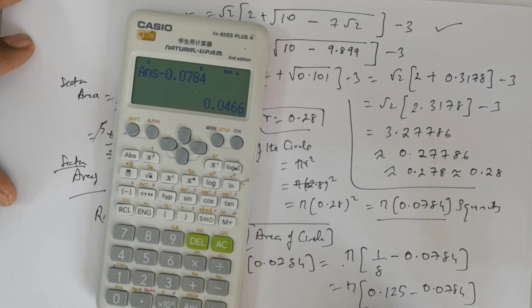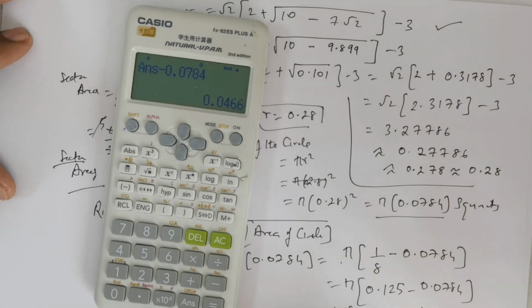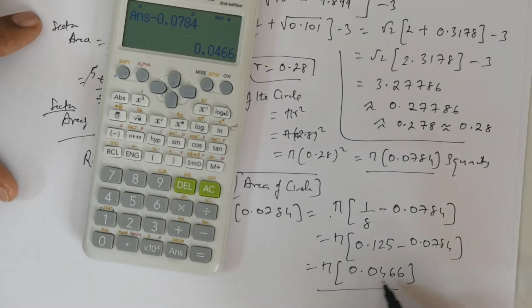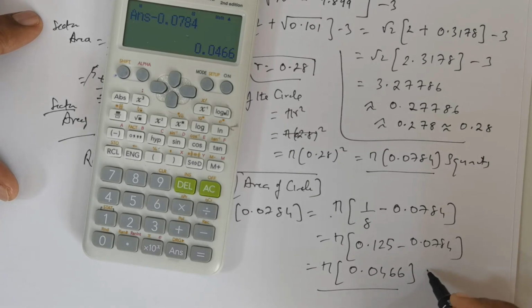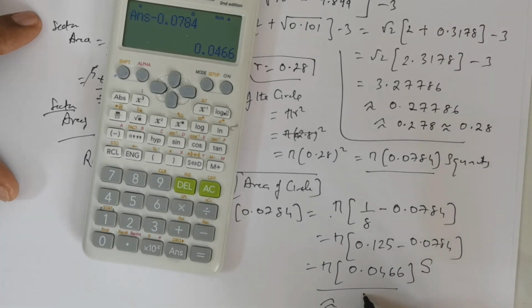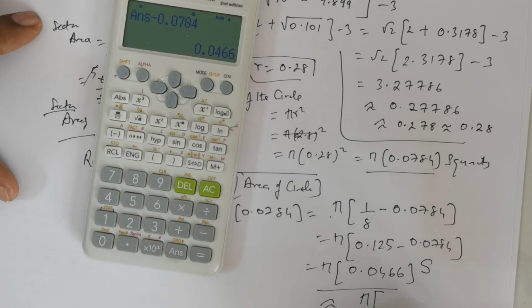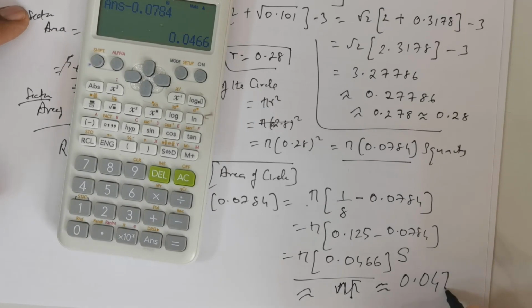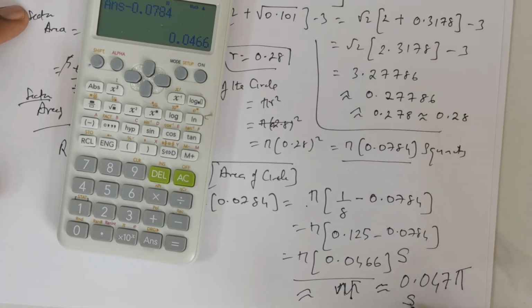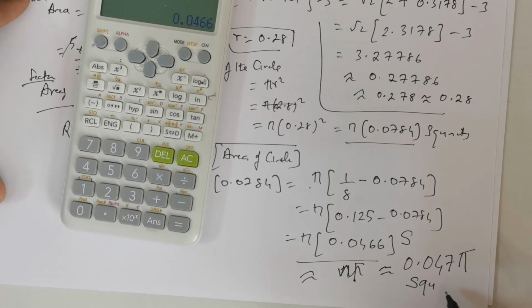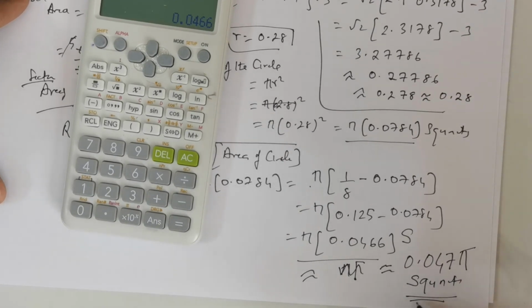of pi times of 0.0466. Right, this is the value that I'm getting when I subtract. So this can be approximately taken to be pi times of, now let me rewrite it like this. So this is equal to 0.047 pi square units. So that is the area of the shaded region.